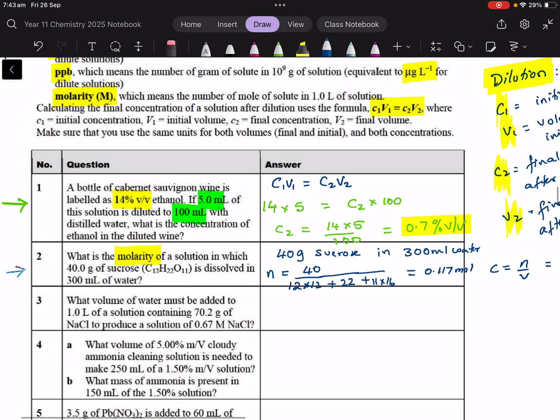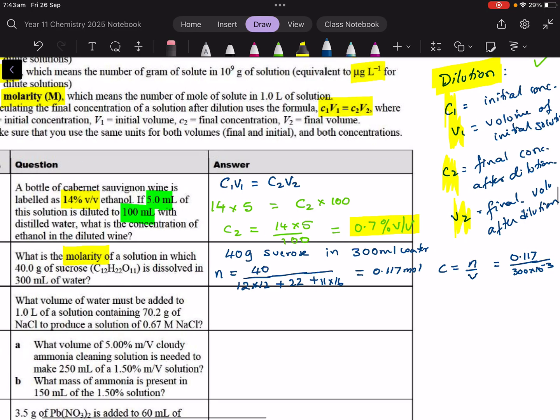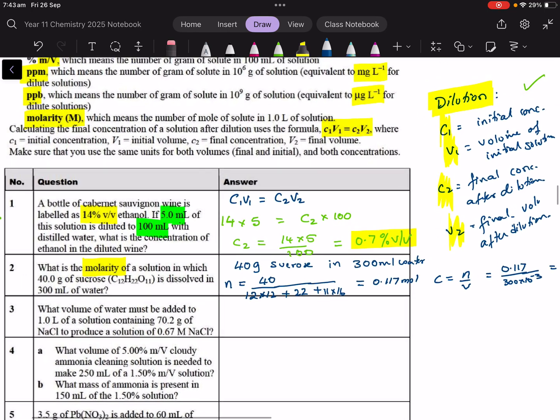All right, moving on to the next question. What volume of water must be added to 1 liter of a solution containing 70.2 grams of NaCl to produce a solution of 0.67 molar?